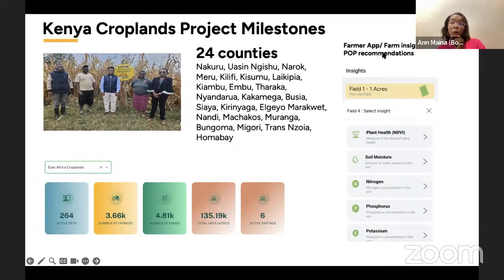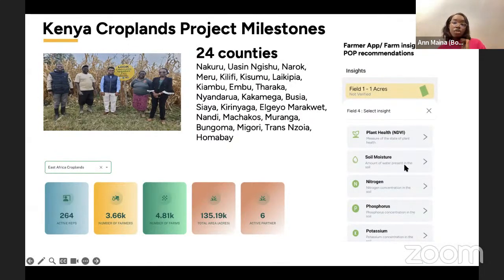So this is how our app looks, where if you have been onboarded into our project with either one farm or a couple of farms, you're able to get insights which are very specific to each and every farm, and you're able to see how your plants are faring. So you'll be able to see the plant health in various areas in that farm.